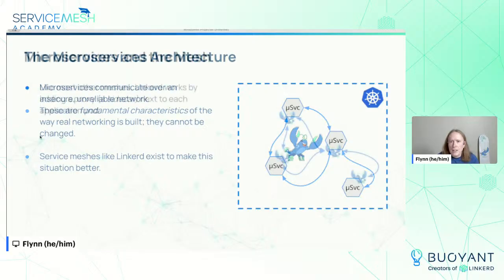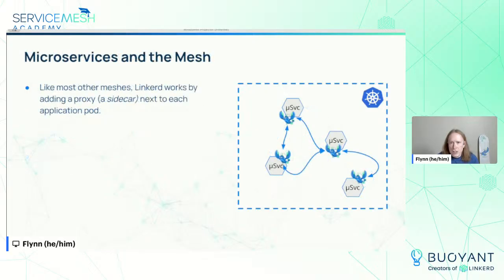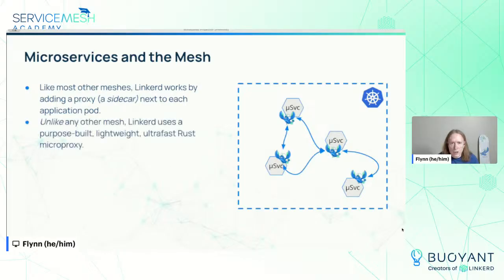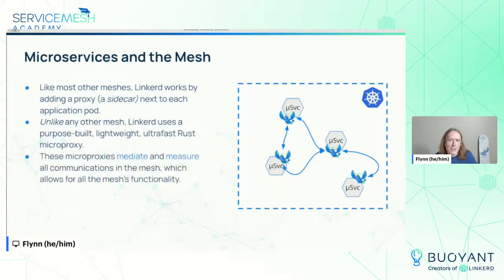The mesh, well, like most of the other meshes, Linkerd works by adding a sidecar to each of the application pods. And the point of the sidecar there, that sidecar proxy, unlike the other meshes, is a purpose-built, lightweight, ultra-fast Rust microproxy instead of most of the other ones using envoys. The point is that the microproxies get to take over the network and then mediate and measure all of the communications happening between pods in the mesh.